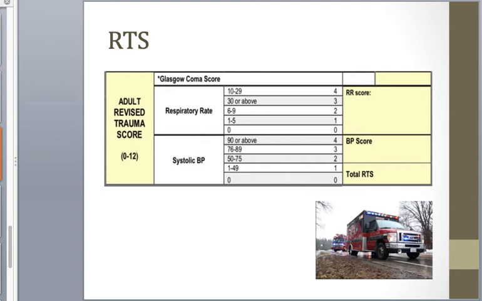At the top it says Glasgow Coma Score. You write the number down, and then your respiratory rate. You get a number value for that, as well as your systolic blood pressure, and you can come up with your revised trauma score.